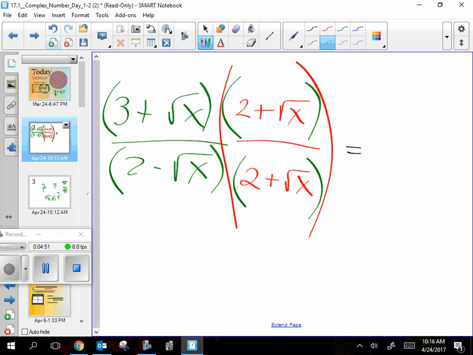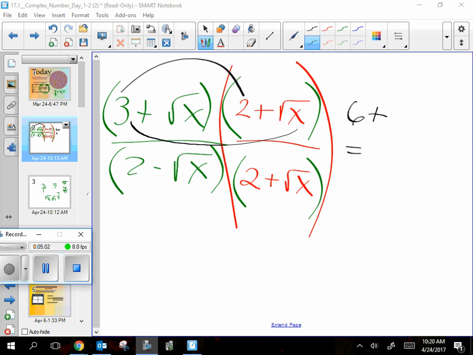I'm going to pause for a minute while you grind that out. All right, we're back. And hopefully you just did first, outside, inside, last. The first here would be 3 times 2 is 6. The outside is 3 root x. Inside, 2 root x, makes a total of 5 root x. And then the lasts make x.